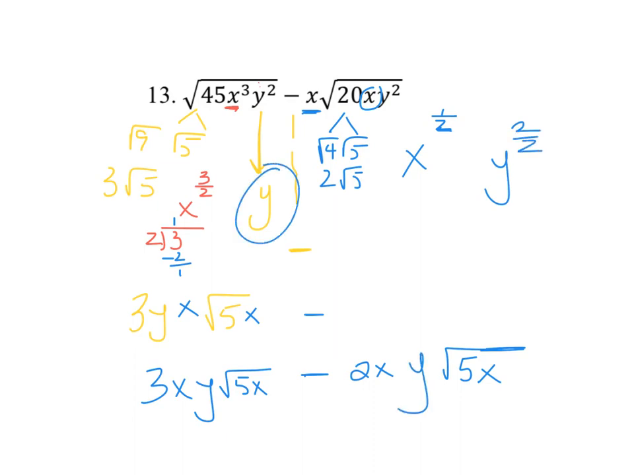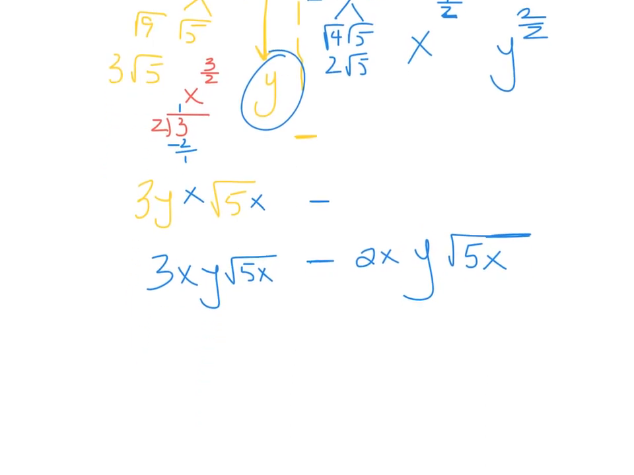So that comes out. And now, last but not least, we got to combine these because we finally have the same thing, which means that these guys both have rad 5x, and they both have xy. So they're like terms. So all I have to do is subtract 3 minus 2, and I get my answer. And 3 minus 2 is 1, so I'm left with xy rad 5x.